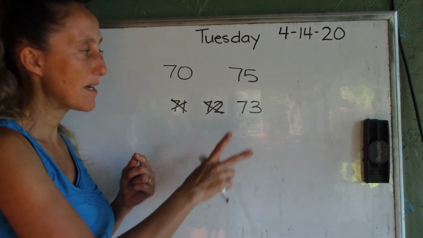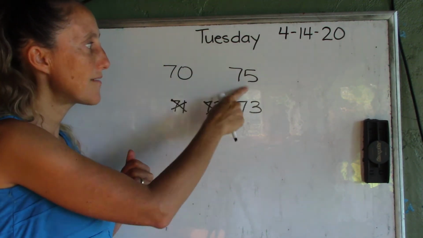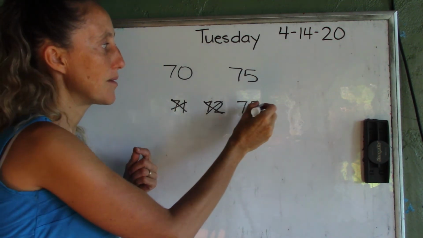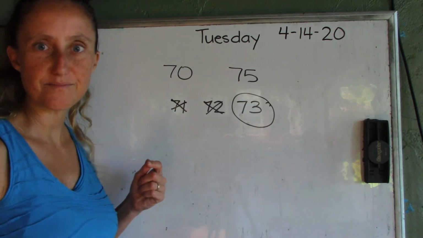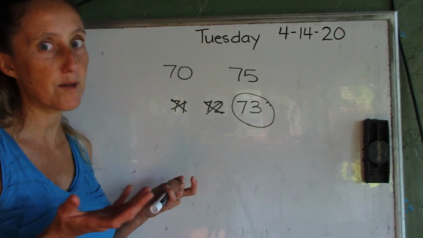The sum of my two digits added together makes 10, and it's between 70 and 75, so my answer would be 73. 73 would be the number that I'm thinking of. It was the number.